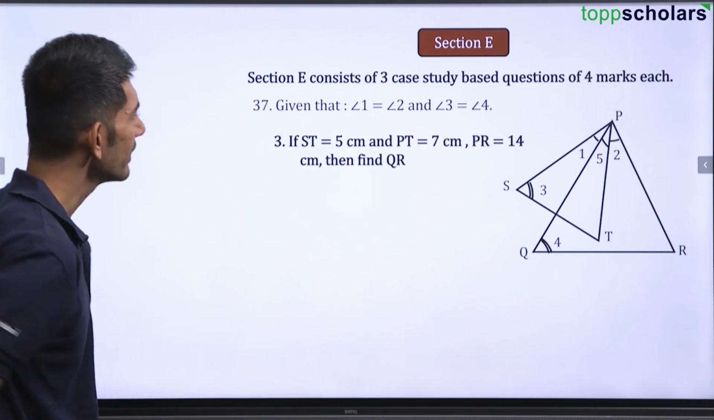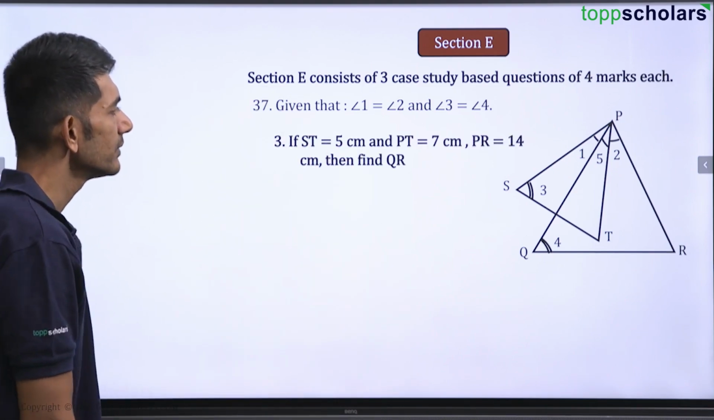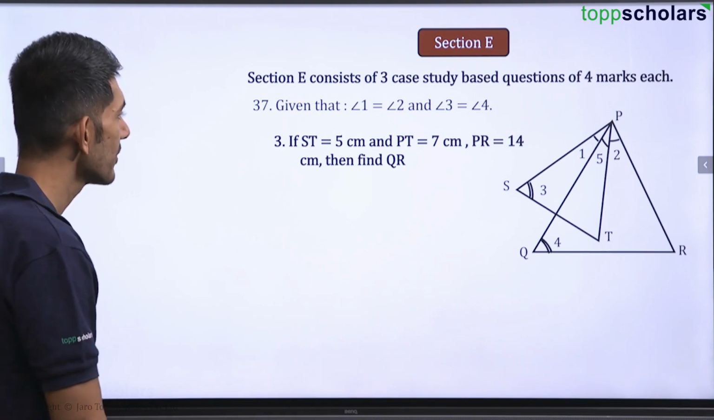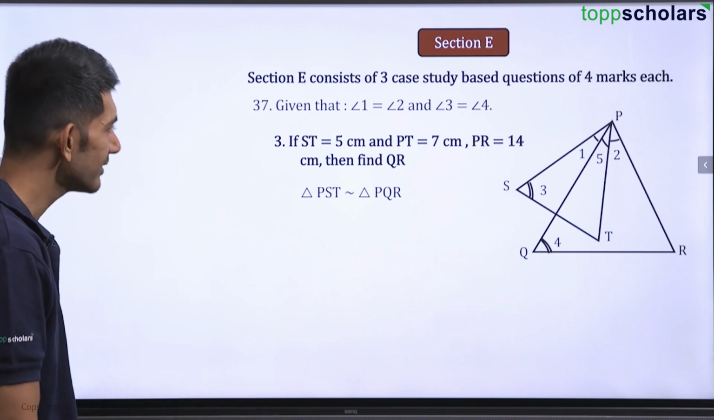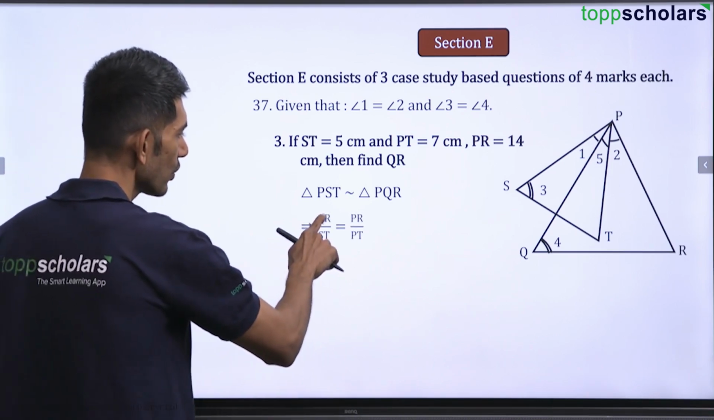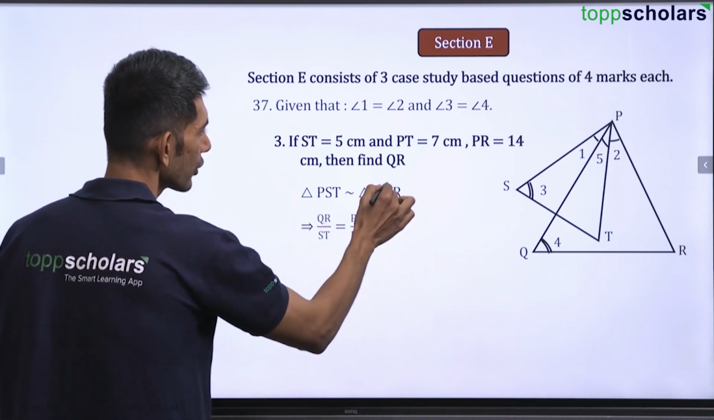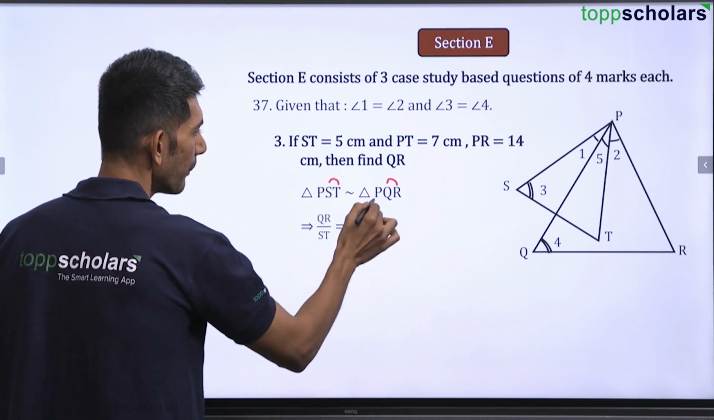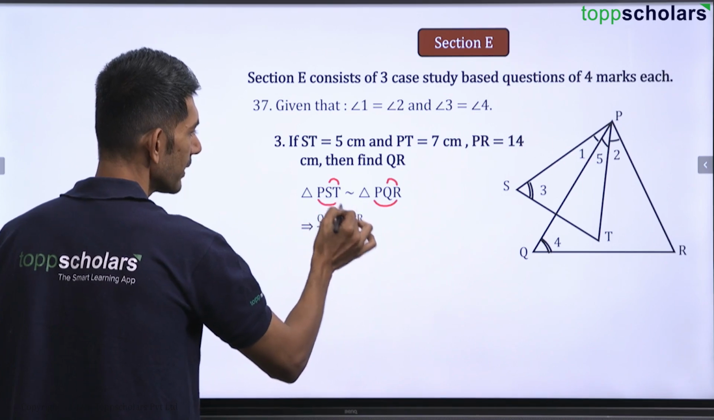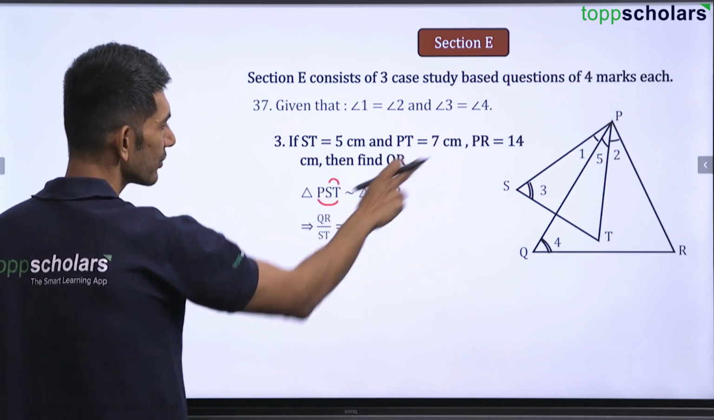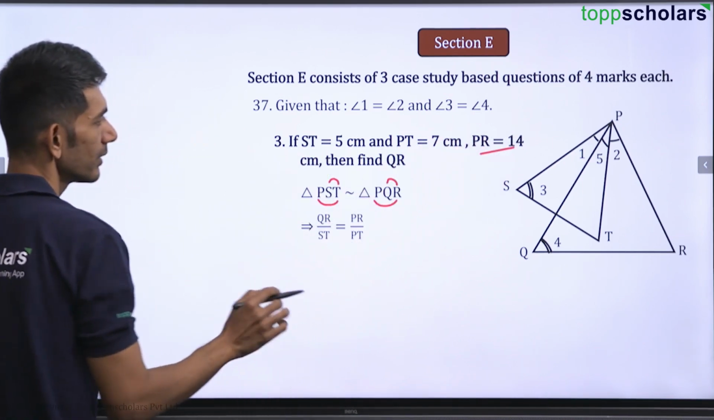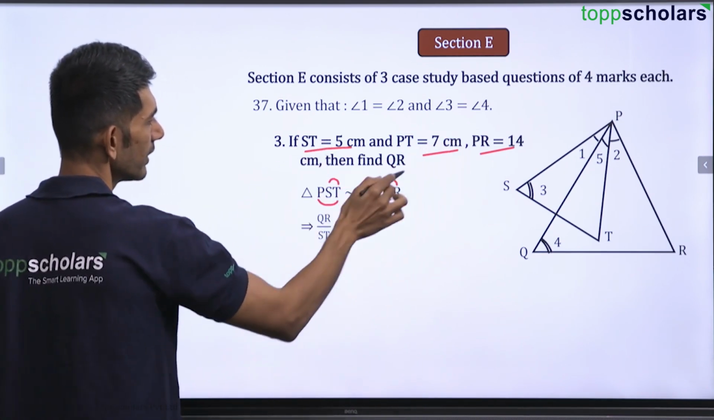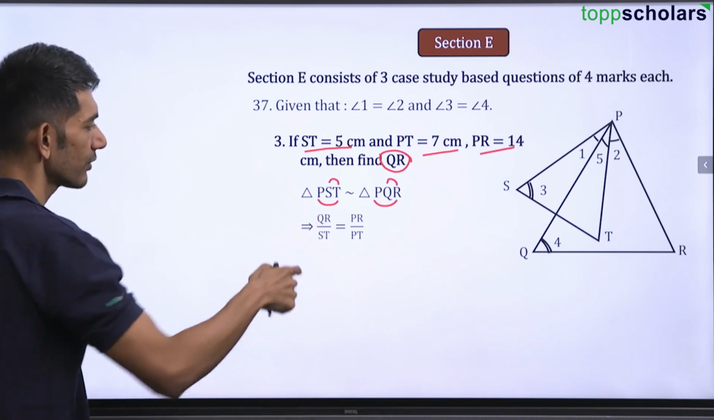Now some values are given. ST is 5, PT is 7, PR is 14. We are supposed to find out QR. Since the two triangles are similar, can I say QR by ST is equal to PR by PT? Now see the values: PR 14, PT 7, ST 5. Can I find out QR? Yes. Put the values.